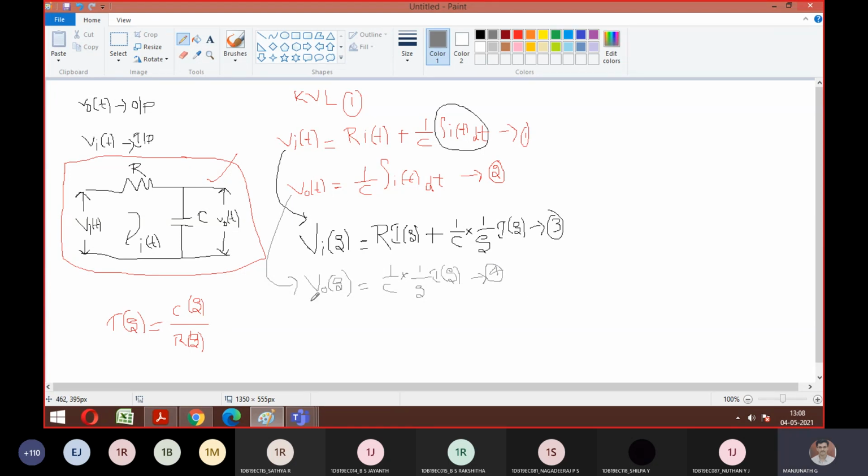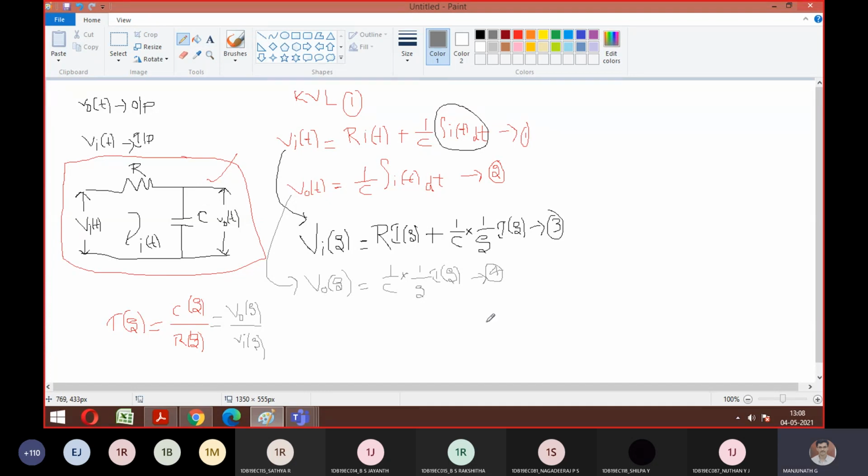Now what we actually want, just think, is C of S by R of S. It means, according to this question, I want V of S by I of S. Agree, guys? So I want actually output by input. According to this question, output is V naught of S and input is Vi of S. So this ratio is what is required.